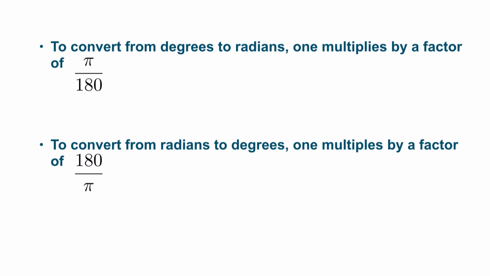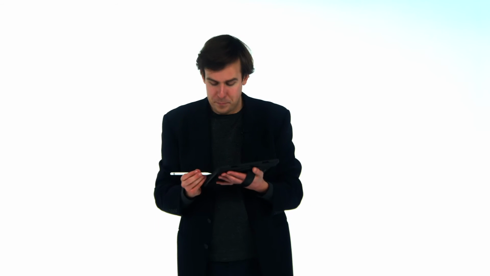So writing it perhaps a bit more clearly, to convert from degrees to radians, one multiplies by a factor of pi over 180. To go the other way from radians to degrees, one multiplies by a factor of 180 over pi. How can you remember that it goes one way and not the other? Just think about what happens to pi radians. When you do the conversion, you ought to end up with 180 degrees. Pi times 180 over pi is 180. So that's how you want to remember this. To go from radians to degrees, you multiply by the big number. To go from degrees to radians, you multiply by the small number.